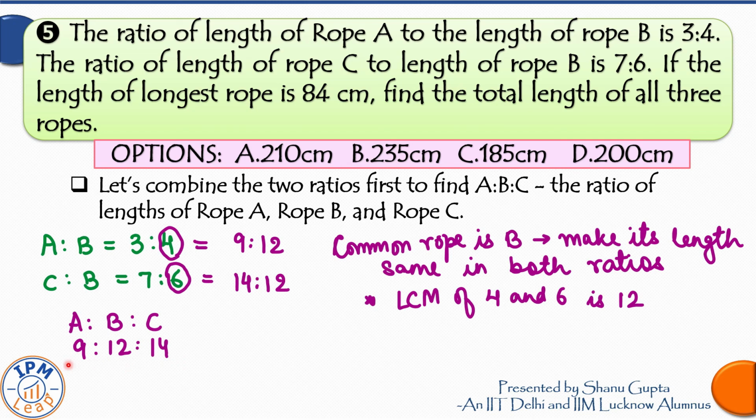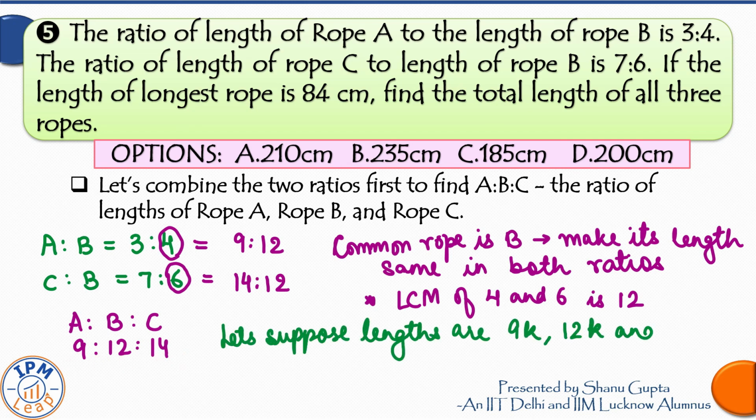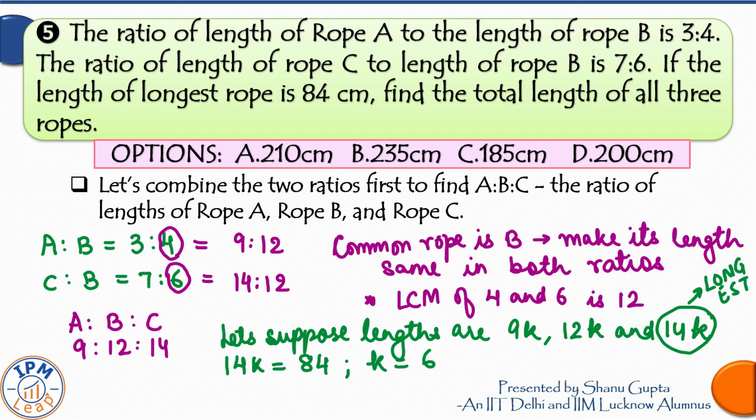So let us suppose the lengths of the three ropes are 9K, 12K and 14K respectively. Clearly, this rope of length 14K is the longest. And it is given in the question that the length of longest rope is 84 centimeter. This will help us find the value of K. 14K is equal to 84. So K is equal to 84 divided by 14, that is 6.